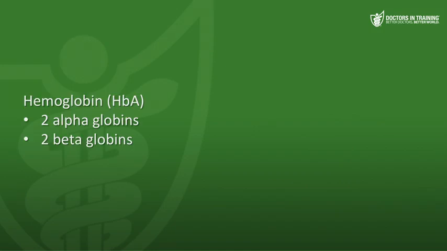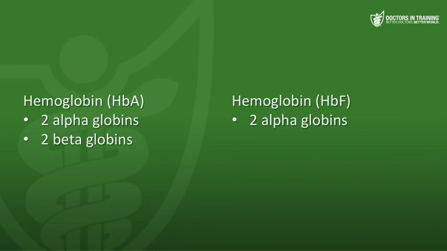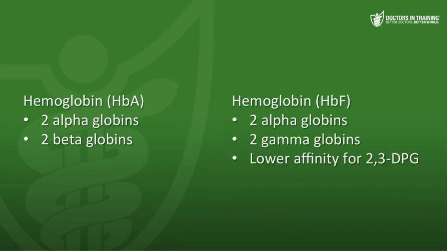Now, we're talking about adult hemoglobin here, hemoglobin A. Fetal hemoglobin is made of 2 alpha globins and 2 gamma globins. And fetal hemoglobin actually has a lower affinity for 2,3-DPG than adult hemoglobin does. So as a consequence, the fetal hemoglobin has a higher affinity for oxygen.